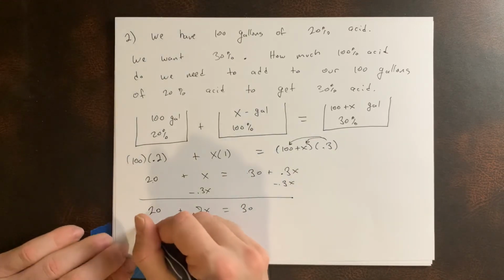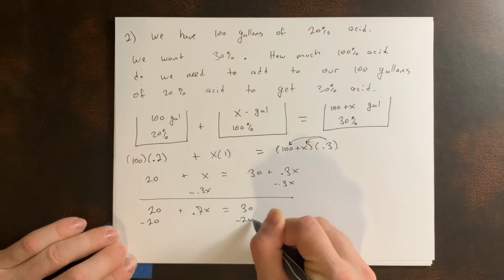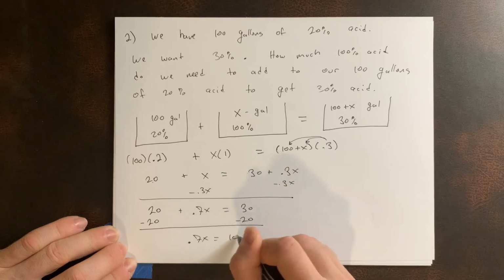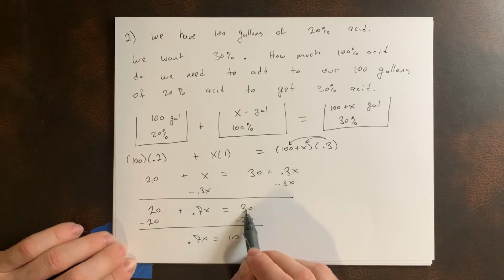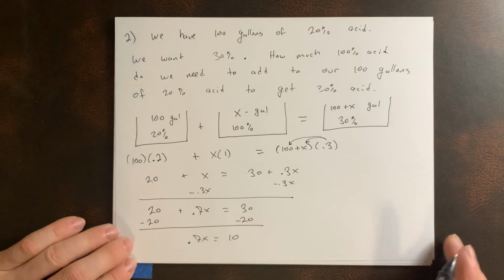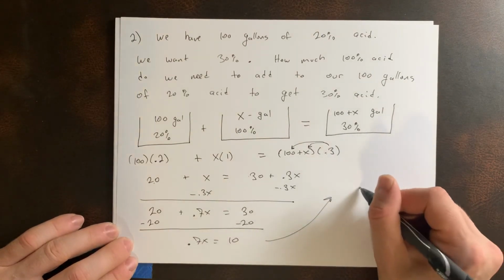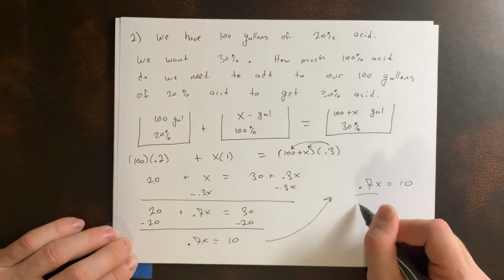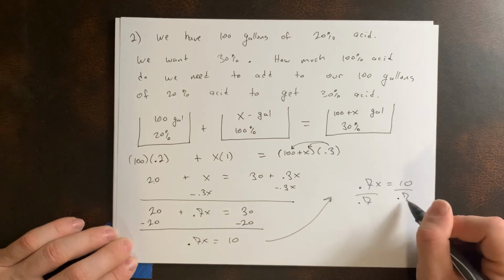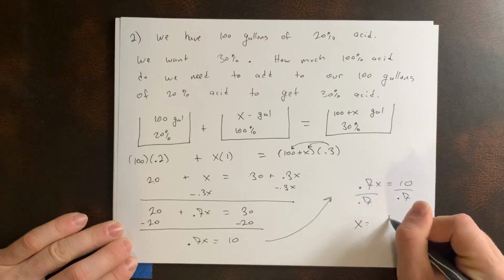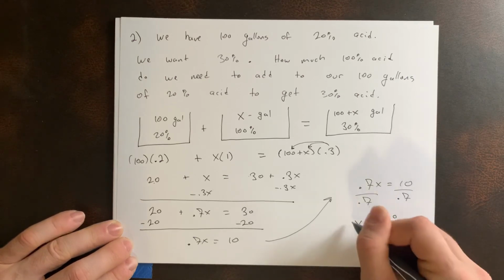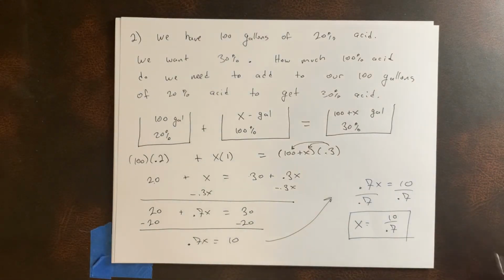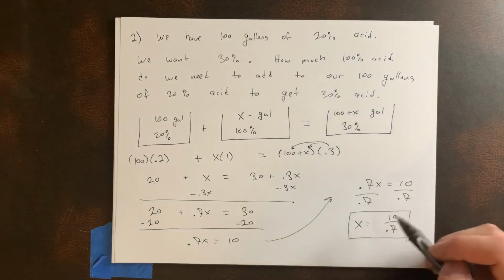So now let's take this 20 and subtract it over. So we have 0.7X is equal to 10. The 20's cancel over here, and we have 30 minus 20, which is 10. Let's write this over here. We have 0.7X is equal to 10. So now what we want to do is divide by the 0.7. And so we get X is equal to 10 over 0.7. And that's fine leaving your answer like this. You don't need to simplify this or anything. So 10 over 0.7 will be the answer for this problem.